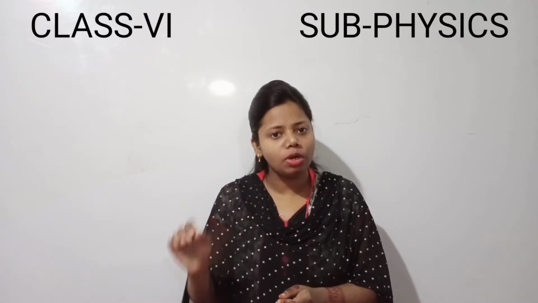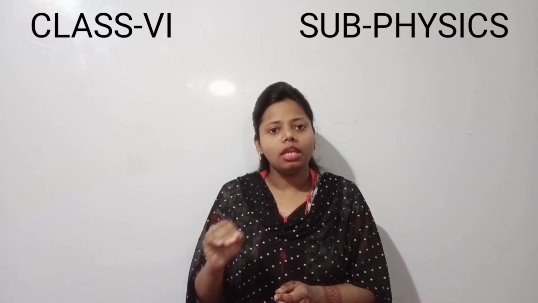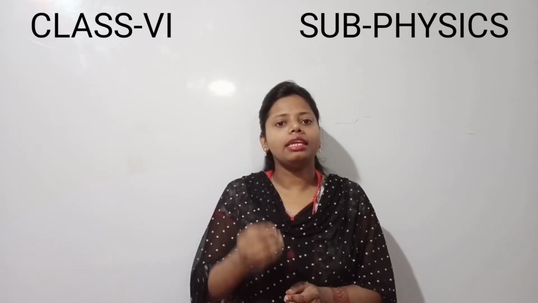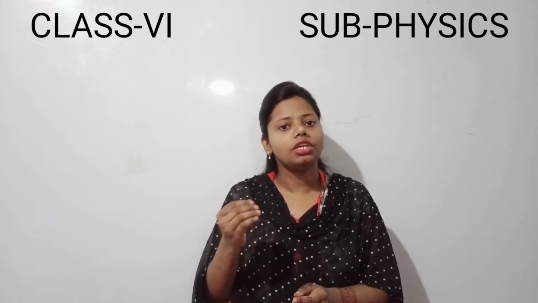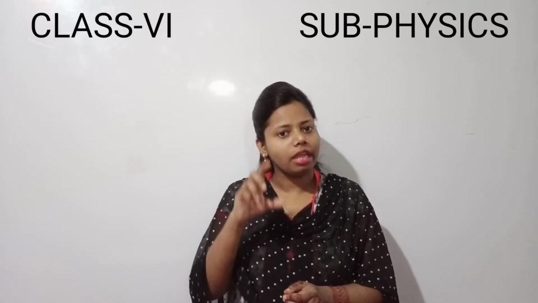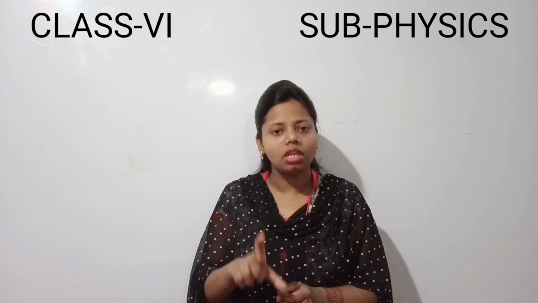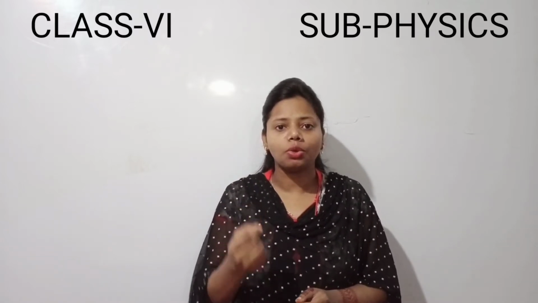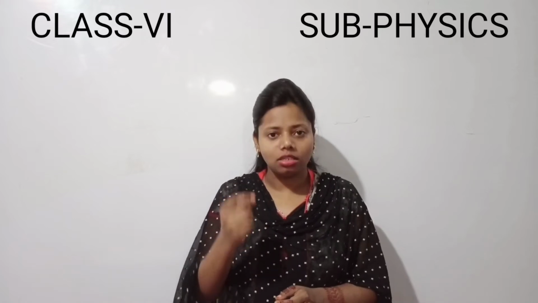That is why we use mercury, because mercury is transparent also, and it does not stick to the capillary tube of the thermometer. In a thermometer a long capillary tube is there, so this mercury does not stick to the capillary tube. That is why we use mercury in the thermometer, because it is transparent also.